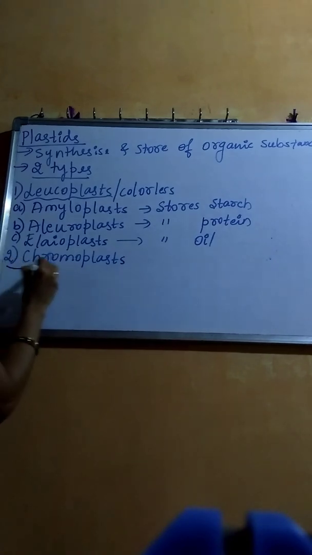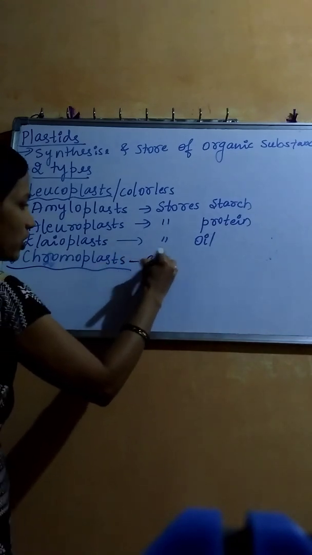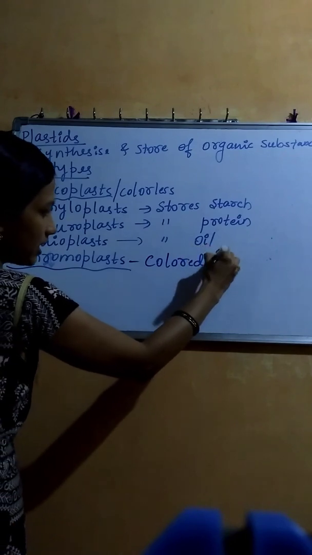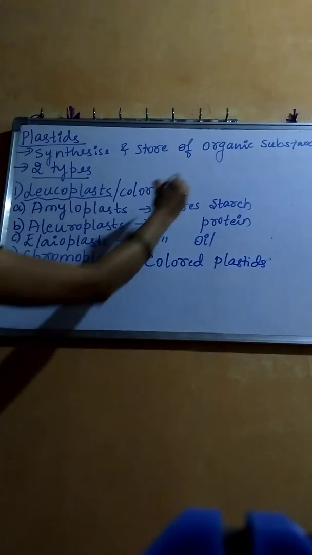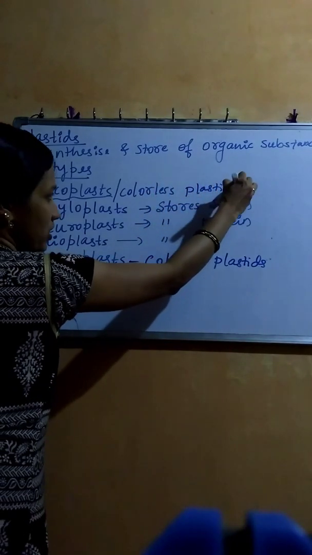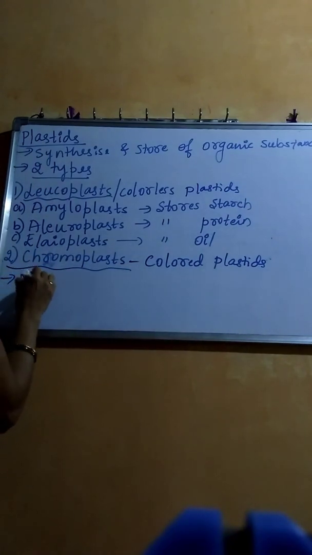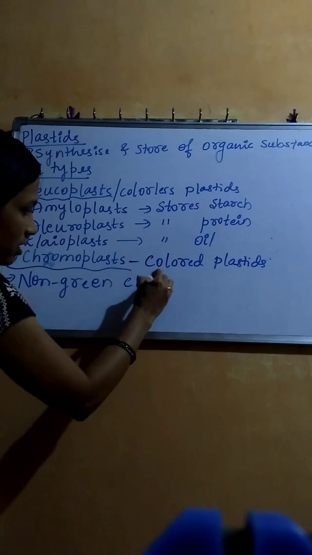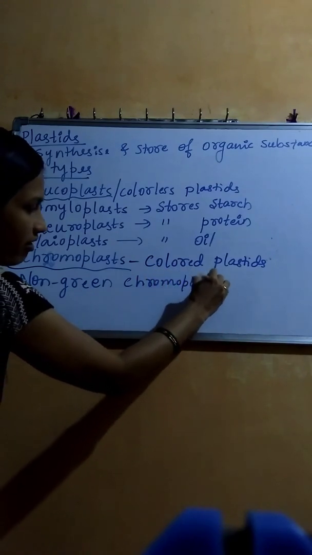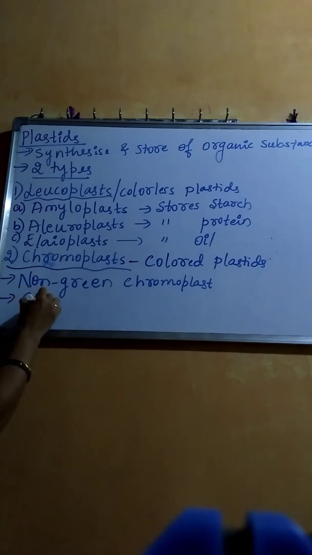Then another type of plastid is the chromoplast. Chromoplasts are the colored plastids, whereas leucoplasts are colorless plastids. In the case of chromoplast, two types are there: one is non-green chromoplast, and another one is green chromoplast.